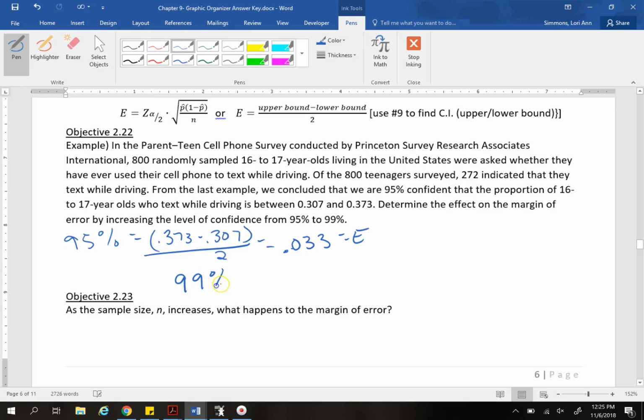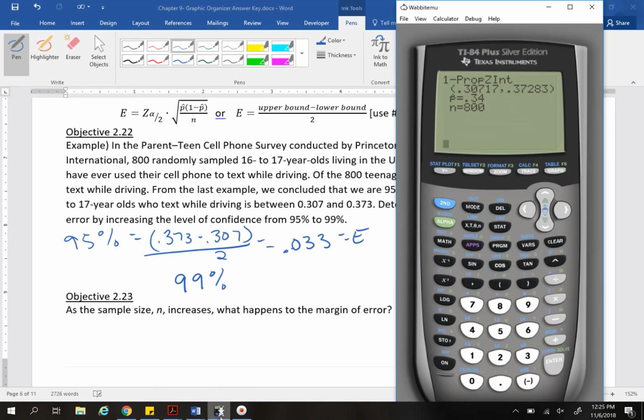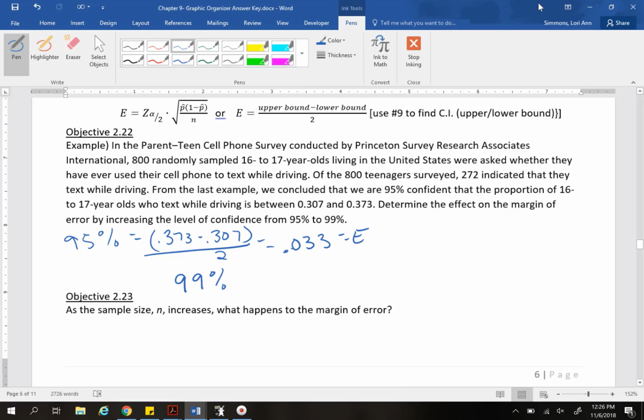And for 99%, we're going to run that test again. Instead of 95, it's just going to be 99. So 0.297 and 0.383 are your bounds. 0.383 minus 0.297. Divide that by 2. You get 0.043 for your margin of error.